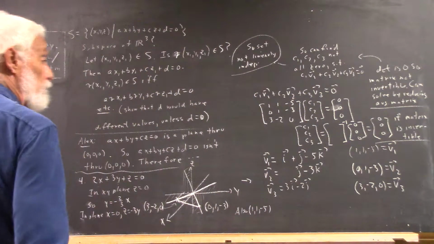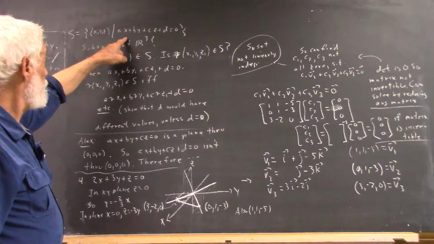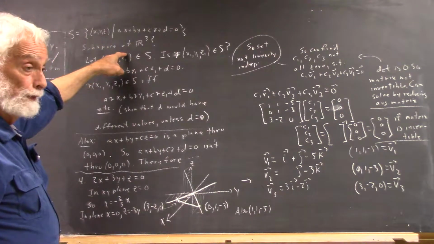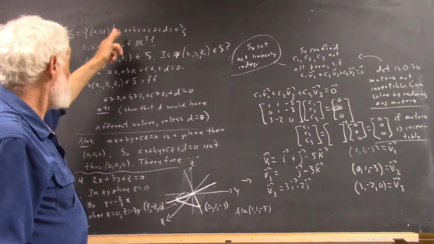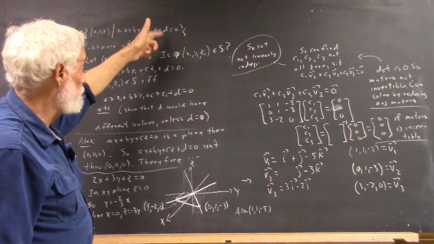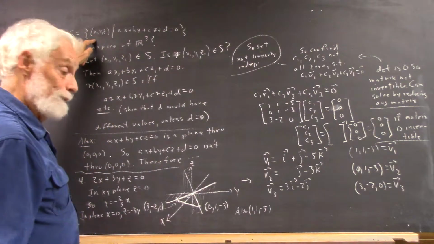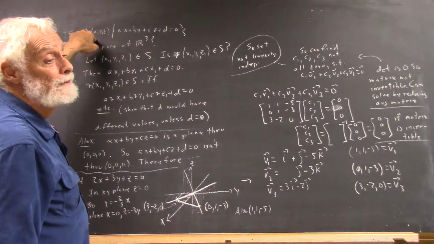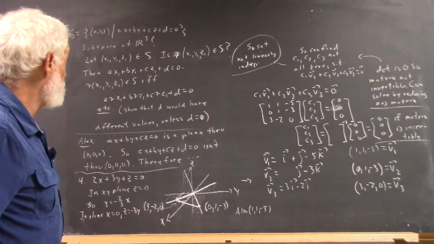The next thing we look at is very similar to the previous. Is this set a subspace of R3? This is just the set of x, y, z such that ax plus by plus cz plus d equals 0. Okay, do these x, y, z's, these sets of three values, form a subspace of R3?